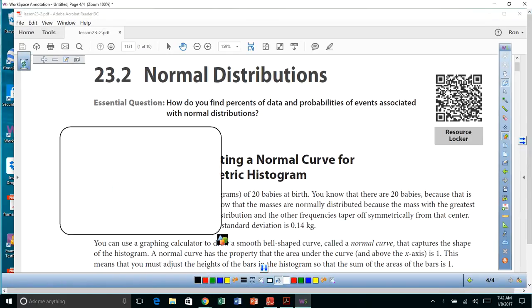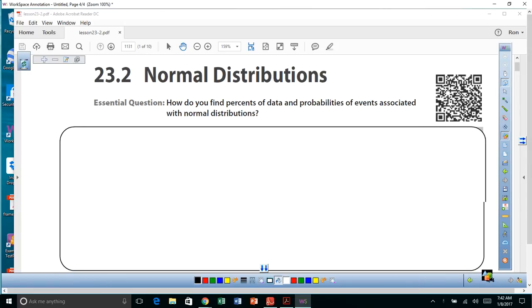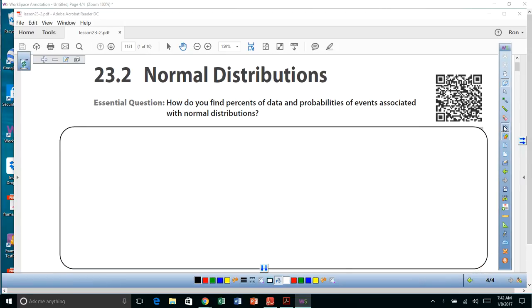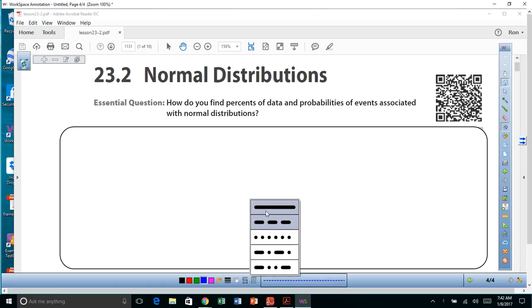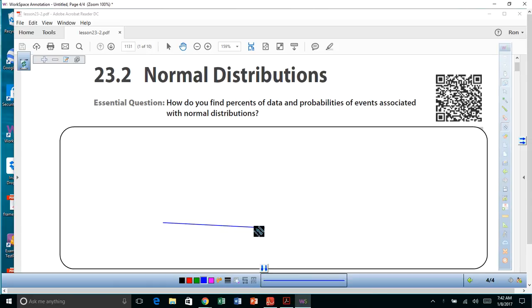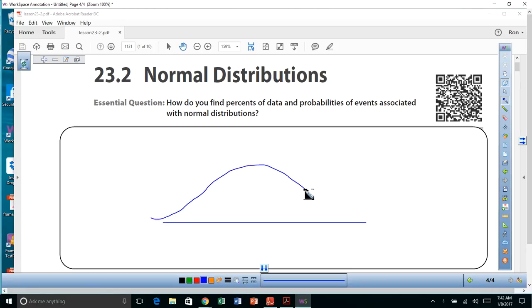Need to make a little white space here. All right, and then let's make that blue, make it solid. Draw some flat line here. All right, and let's see here. Right down the middle there.